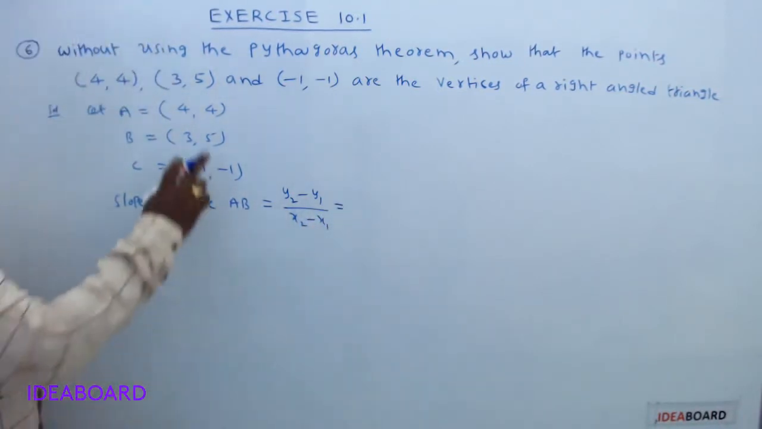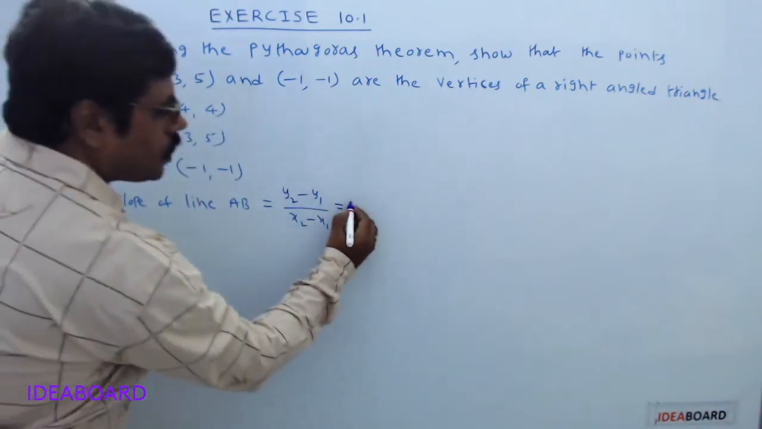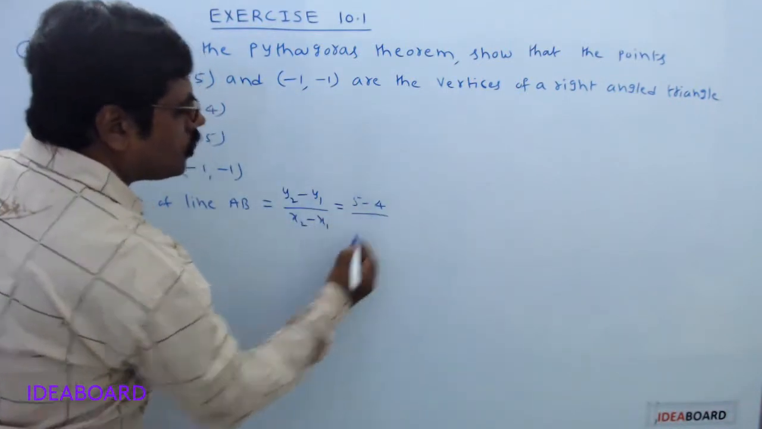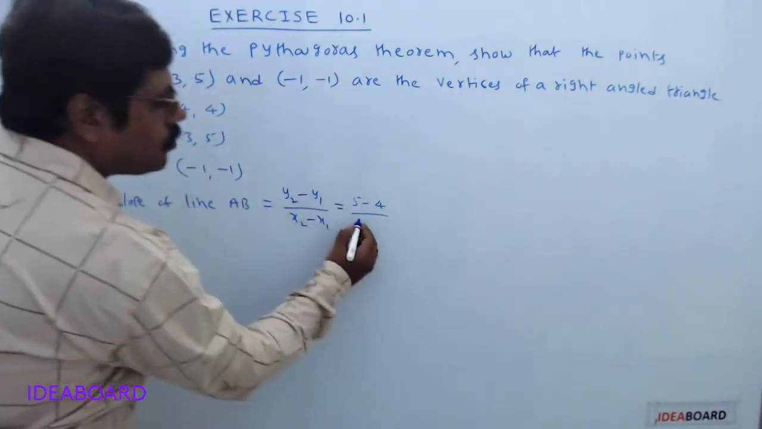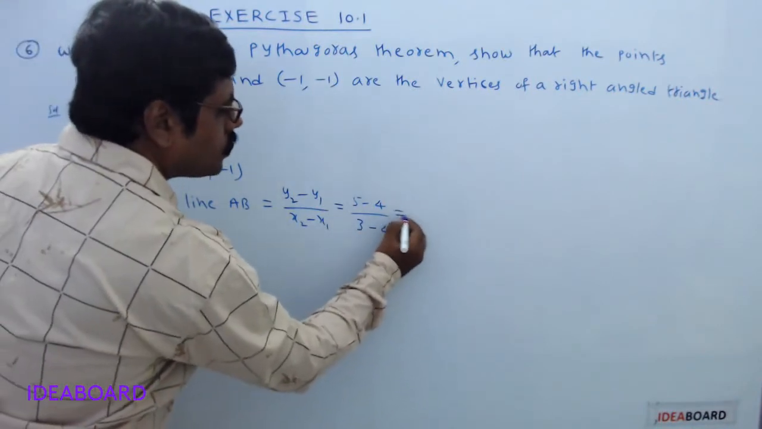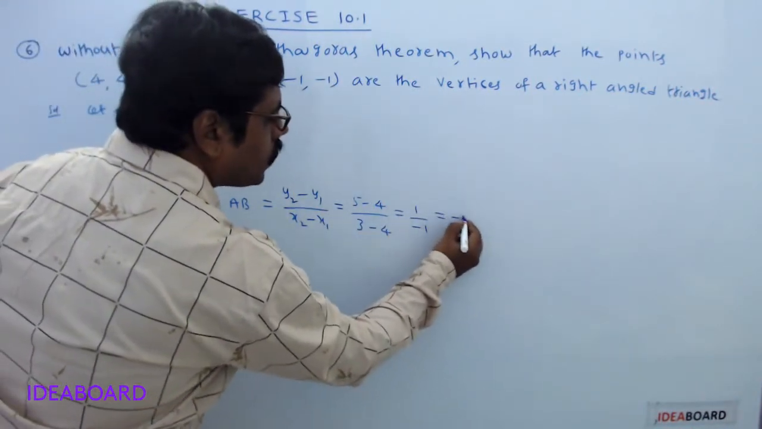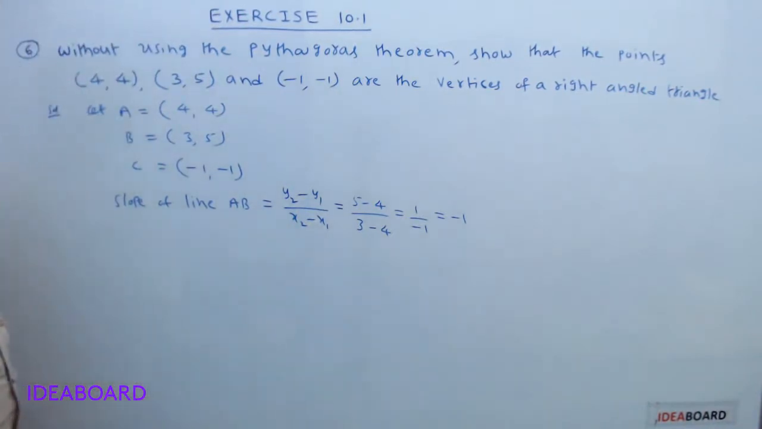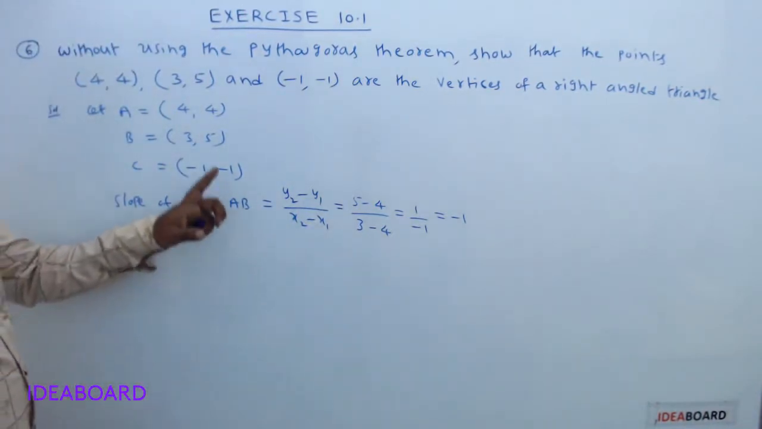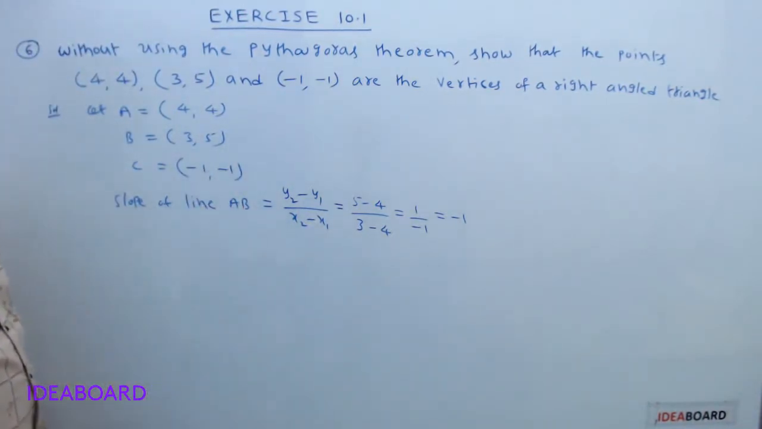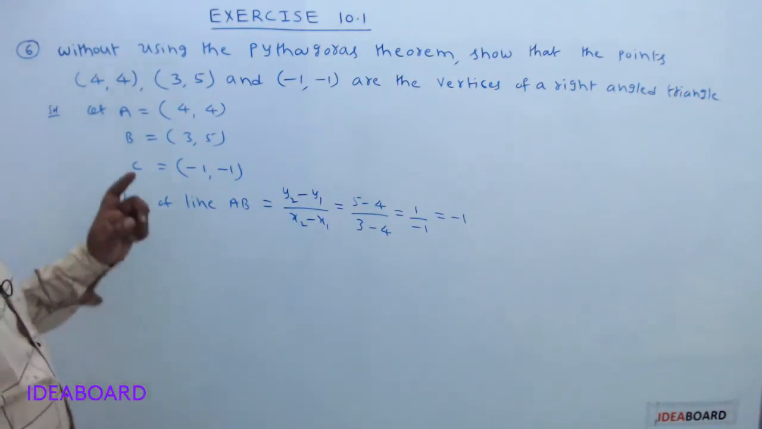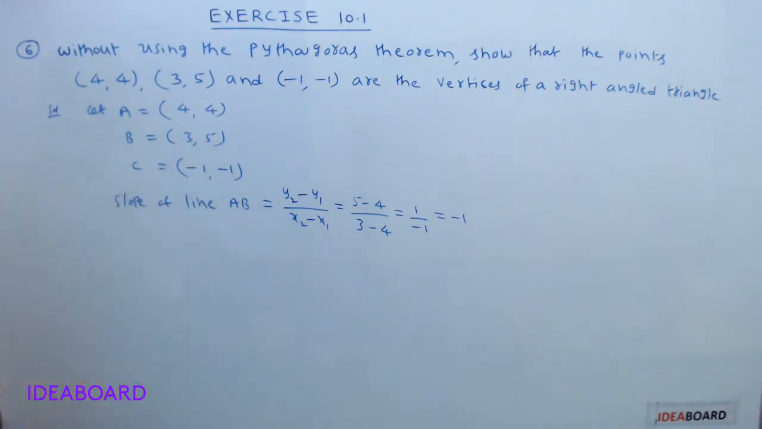So this equals y2 minus y1, 5 minus 4, divided by 3 minus 4. Now this is 1 divided by -1. So finally it will be -1. Slope of line AB is -1. Then find the slope of line BC.